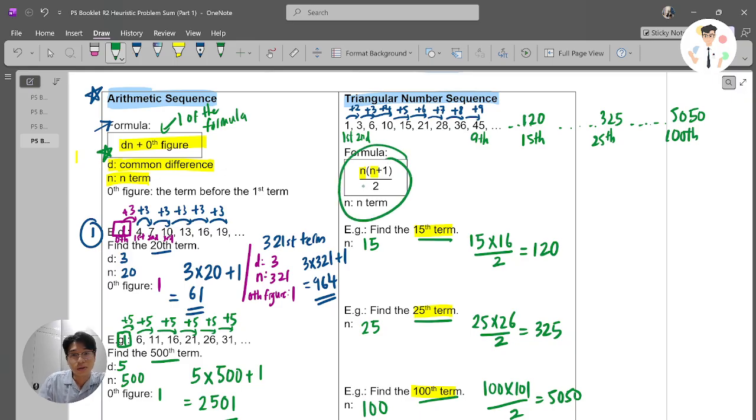Now, teacher, you may be thinking, why is it so important to know the formula? Because if I give you, find the 335th term, do you want to go plus 2, plus 3, plus 4, blah, blah, blah, until you find out the answer? No, we will use the formula, and this will be so much faster. The same thing for arithmetic sequence. By using the formula given here, you can find it faster.